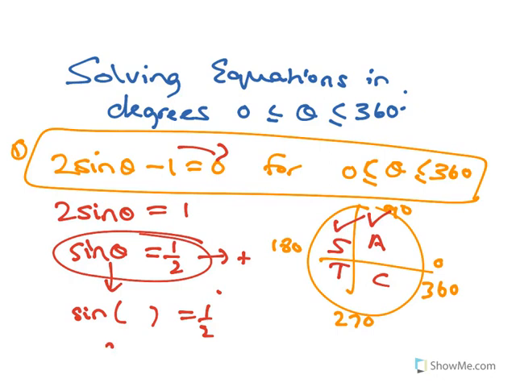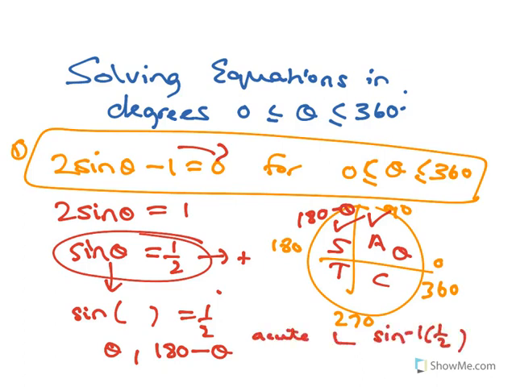Okay, so that means that the answer is going to be theta and 180 minus theta, because in those quadrants it is theta and 180 minus theta. The acute angle, we can get that by putting sine inverse of 1/2. When we do sine inverse of 1/2, you get 30 degrees. So it's going to be 30 and 180 minus 30. So that ends up being 30 and 150.